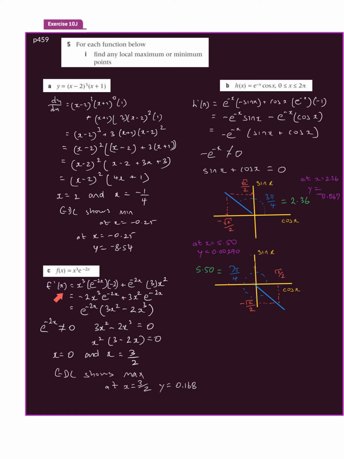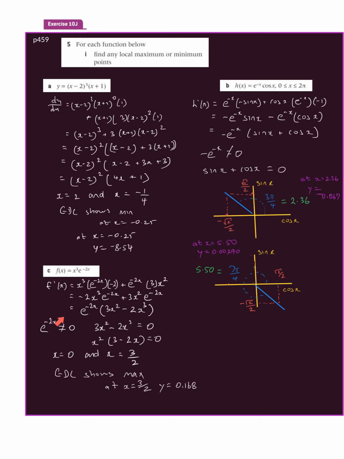Again, we're going to take the derivative. The derivative of this is the first one, x cubed, times this as it is, and then times the derivative of what's up here in the indice. That's minus 2, plus that times the derivative of this. Now the derivative of that is 3 times x squared. We get to that line, and then we factorize out e to the minus 2x, and we've got 3x squared minus 2x cubed. Now we're looking for maximum minimums, so again we're going to equate this to 0.